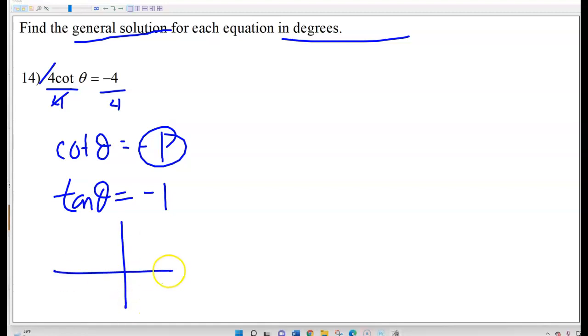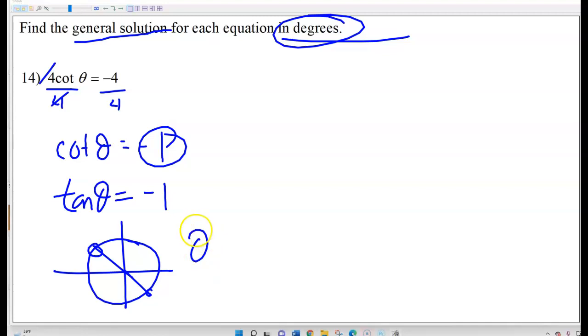And where does tangent of theta equal -1? If you look on your unit circle, that happens in 2 places. One is over here, and one is over here. And those angles in degrees would be 135 degrees and also 315 degrees. Okay. So those are our two outcomes. Now those are specific solutions on the interval from 0 to 360. But we want the general solution. And that means a formula that will help us find the infinite number of possibilities that exist.